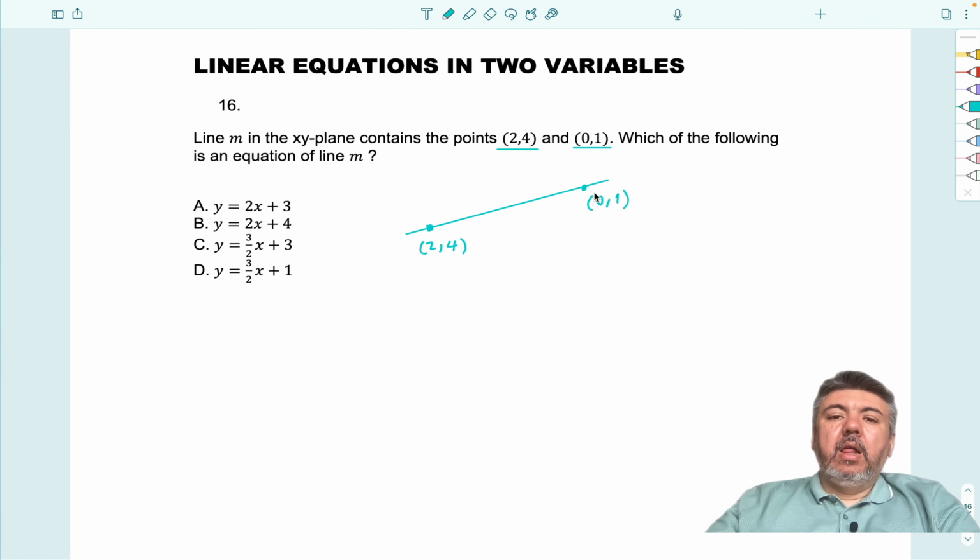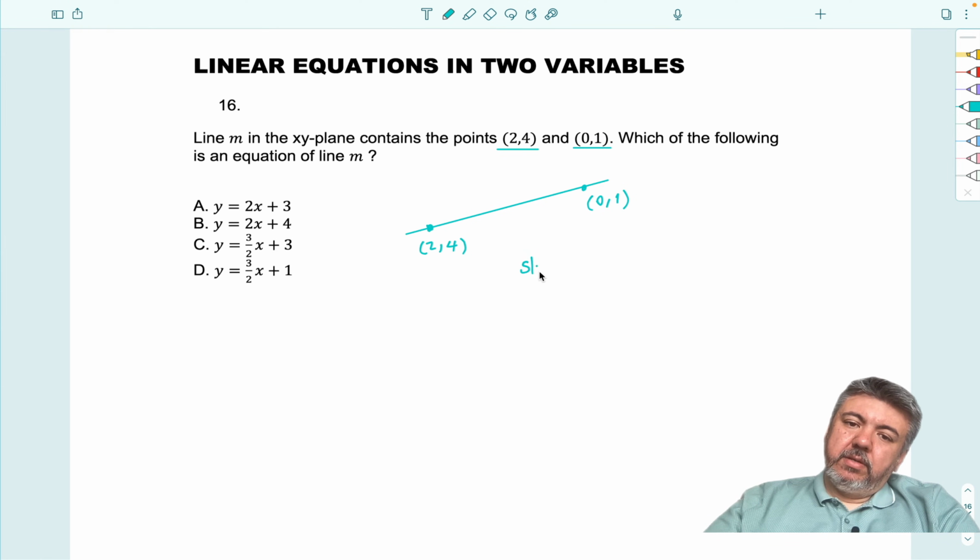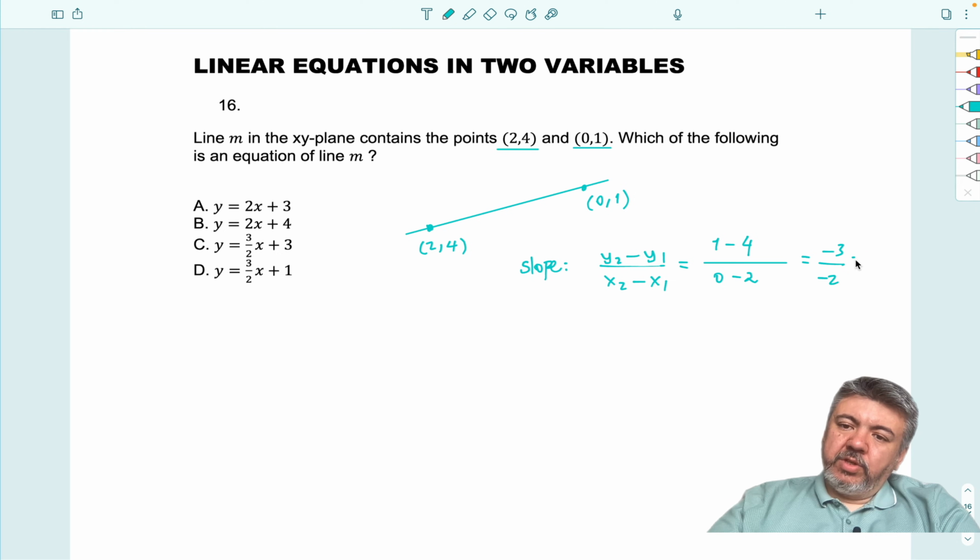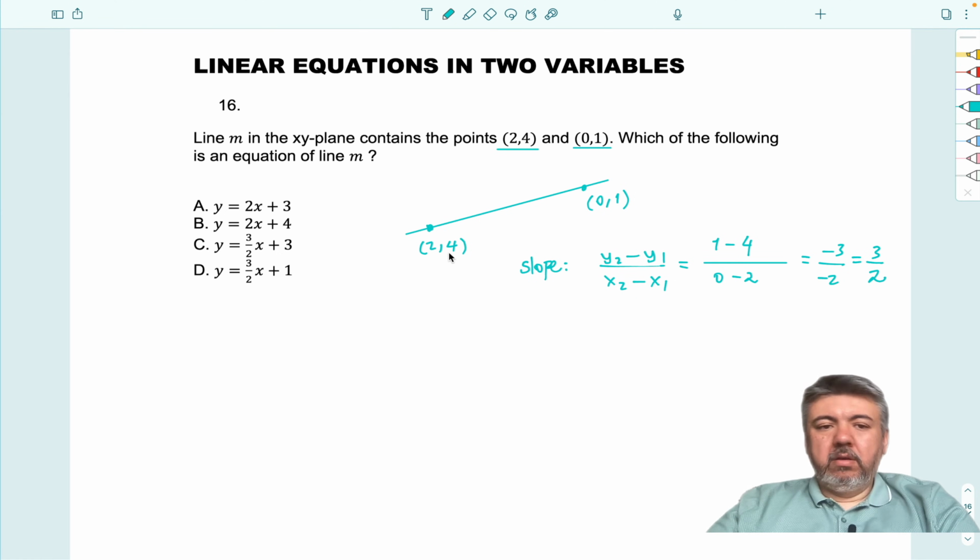How? First, you need the slope. Slope is simple. y2 minus y1 over x2 minus x1, which is 1 minus 4 divided by 0 minus 2, which is negative 3 over negative 2, which is 3 halves. Okay, which equation has 3 halves as its slope? A says slope is 2, not correct. B says slope is 2, not correct. So C and D. Okay.